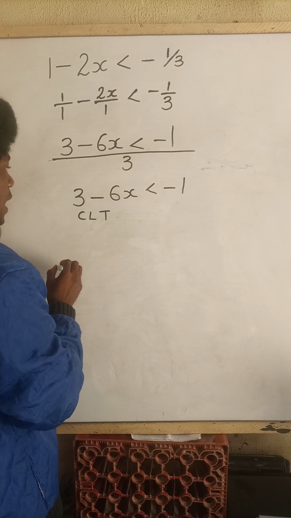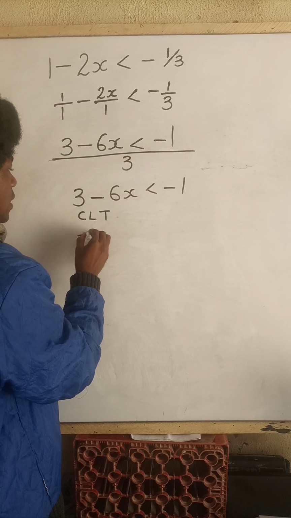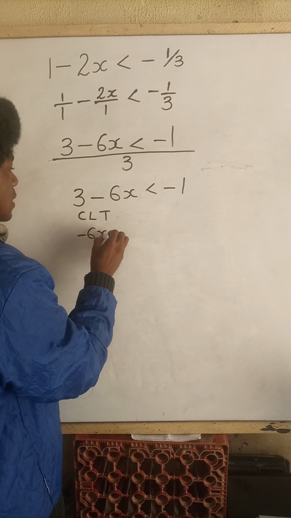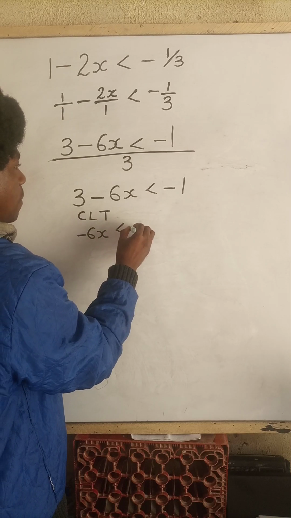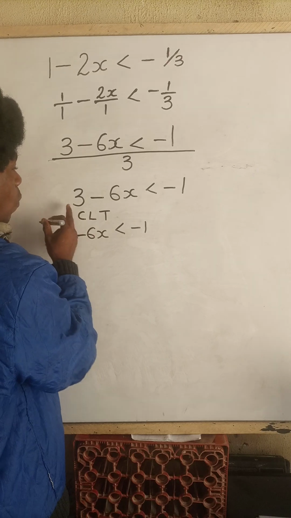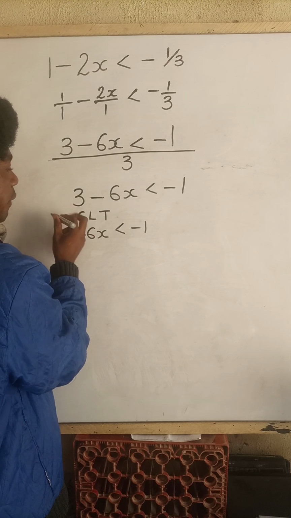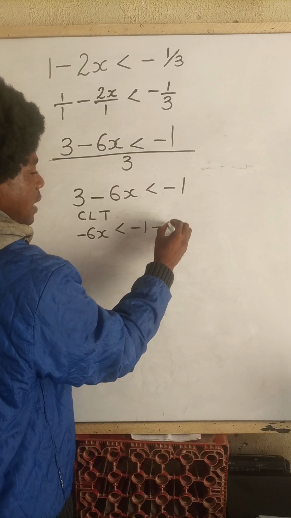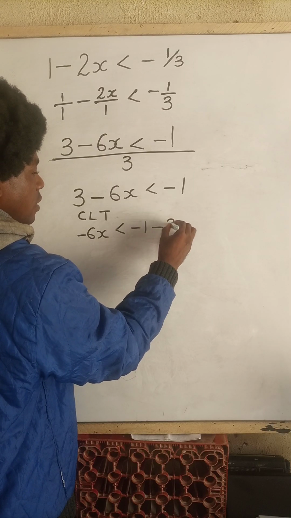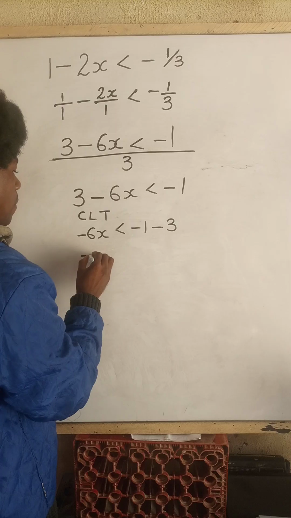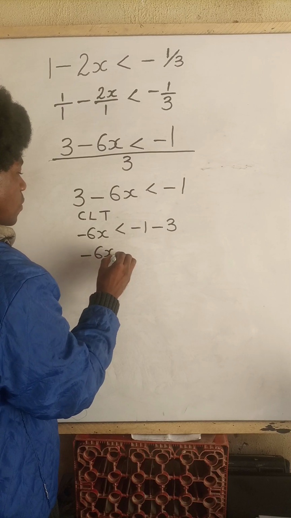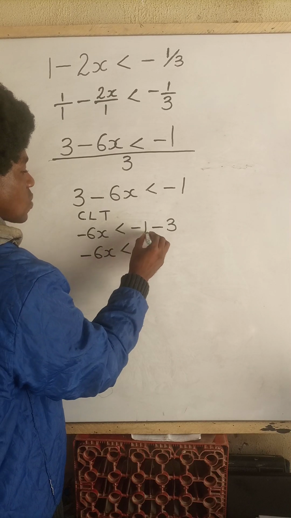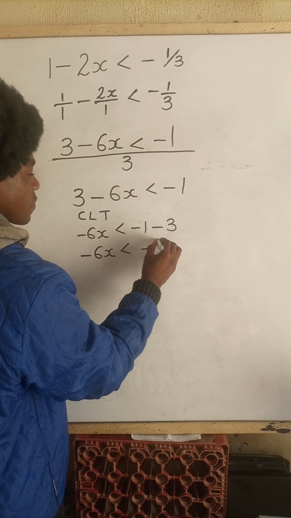Okay, when I do, we will have minus 6x less than minus 1. When this invisible plus 3 crosses the inequality sign, the sign will change to minus. We will now have minus what? Minus 3, which is minus 6x is less than minus 1 minus 3 will give us minus 4.